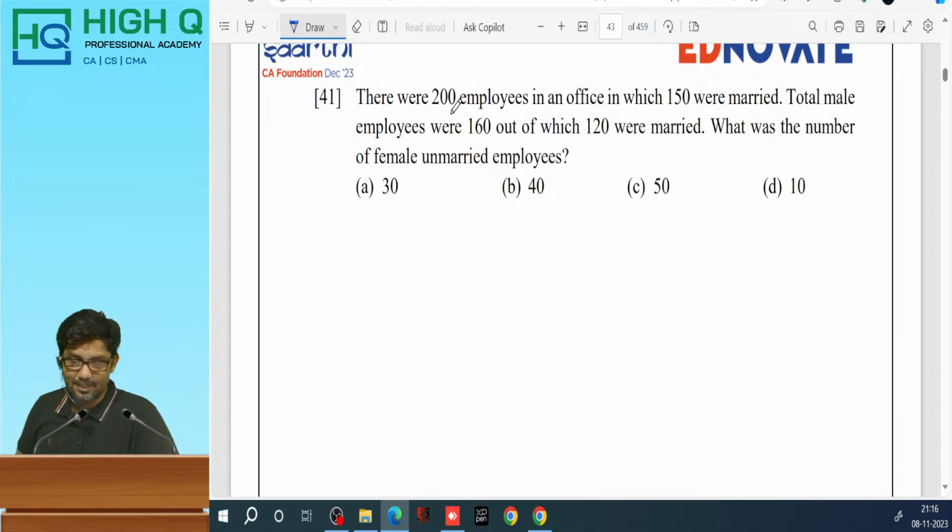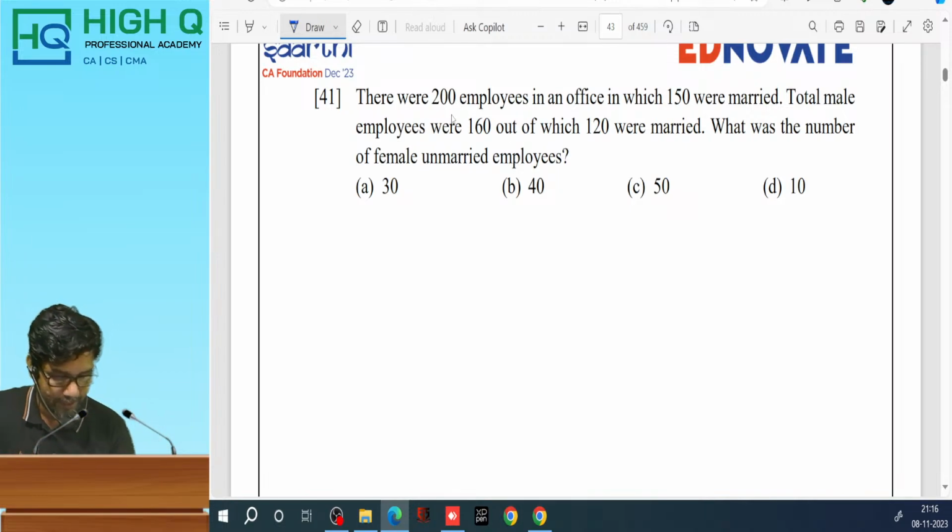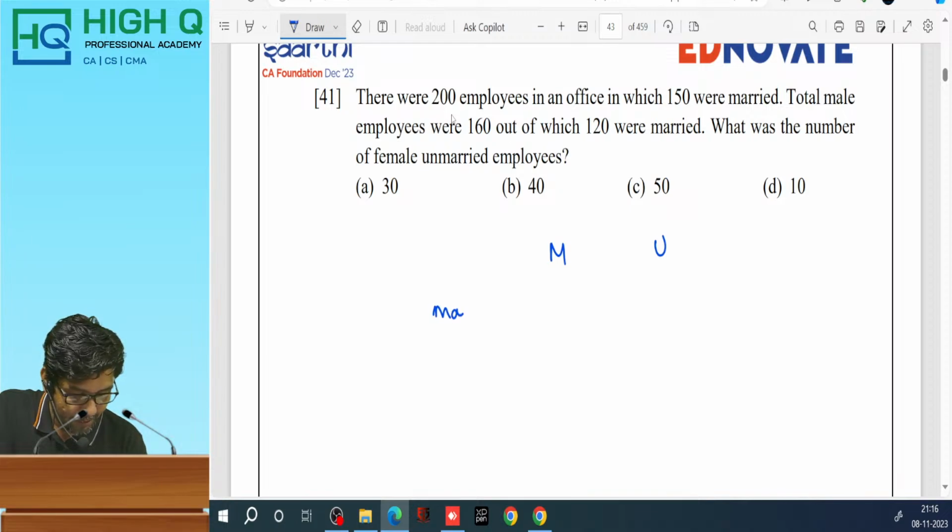Numerical question. There were 200 employees in an office in which 150 were married. Total male employees were 160, out of which 120 were married. What was the number of female unmarried employees? Look at this, my dear. Married, unmarried, male, female. Now look at this.